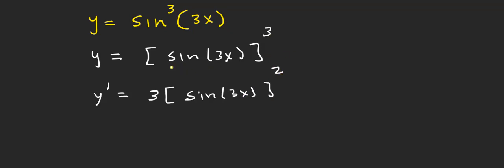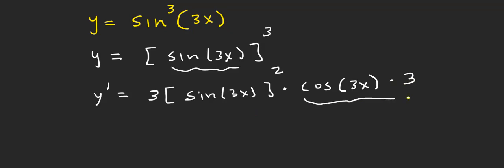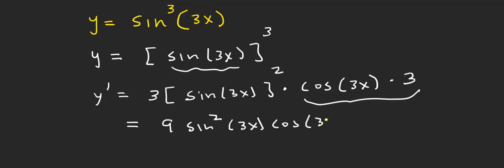Now, don't forget to find the derivative of the inside. What is the derivative of sine 3x? We found it earlier. It's going to be times cosine of 3x, and then it was times 3. So you have to be careful. Make sure you understand where this came from. So you end up getting 3 times 3 will be 9. You have 9 sine squared 3x times cosine of 3x. That is the derivative of sine cubed of 3x.